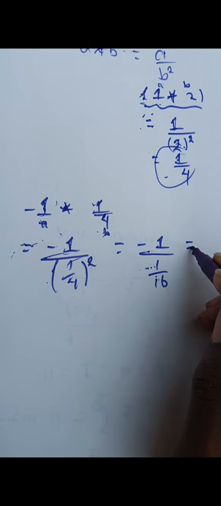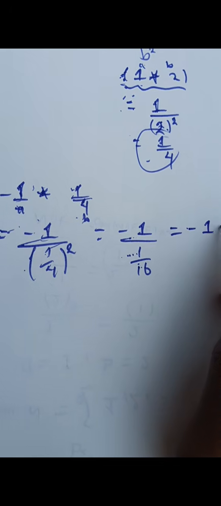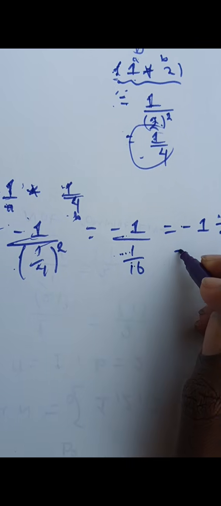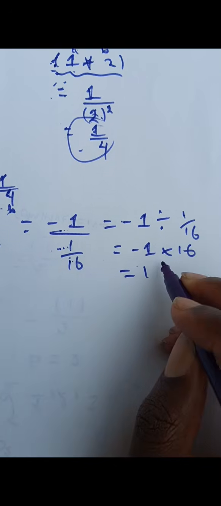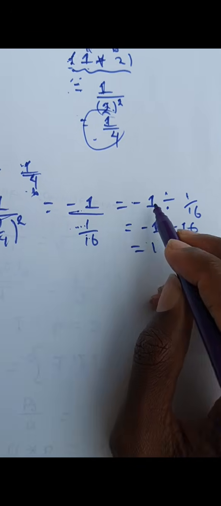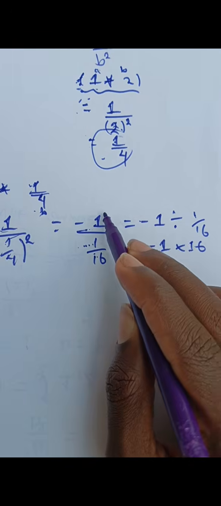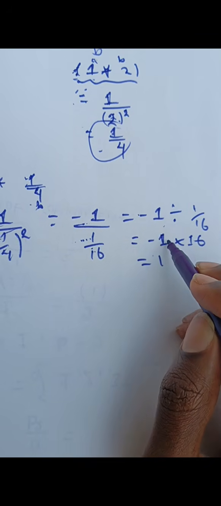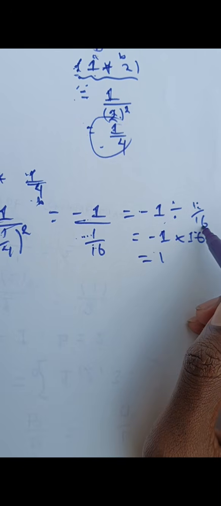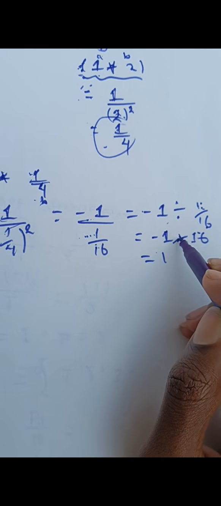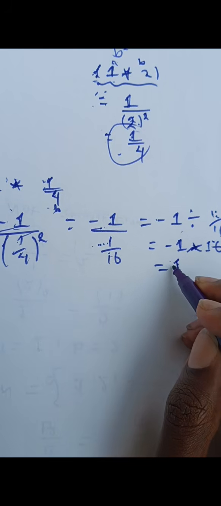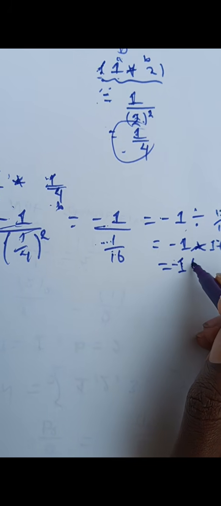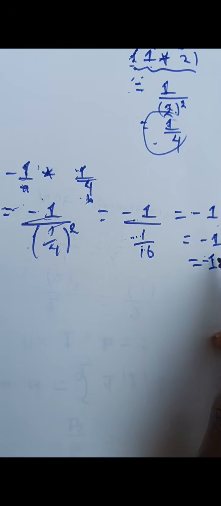Okay, so if you simplify this further, you can write it as -1 divided by 1/16, right? Which can also be written as -1 times 16, when you swap the numerator and the denominator by introducing the multiplication symbol. So now the answer is going to be -16, right? So this is the final answer.